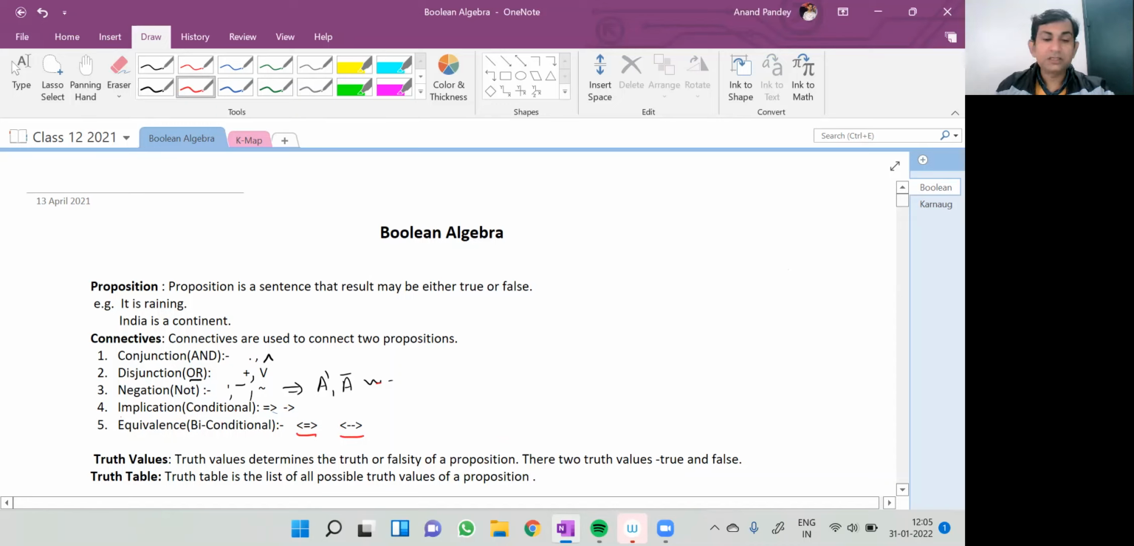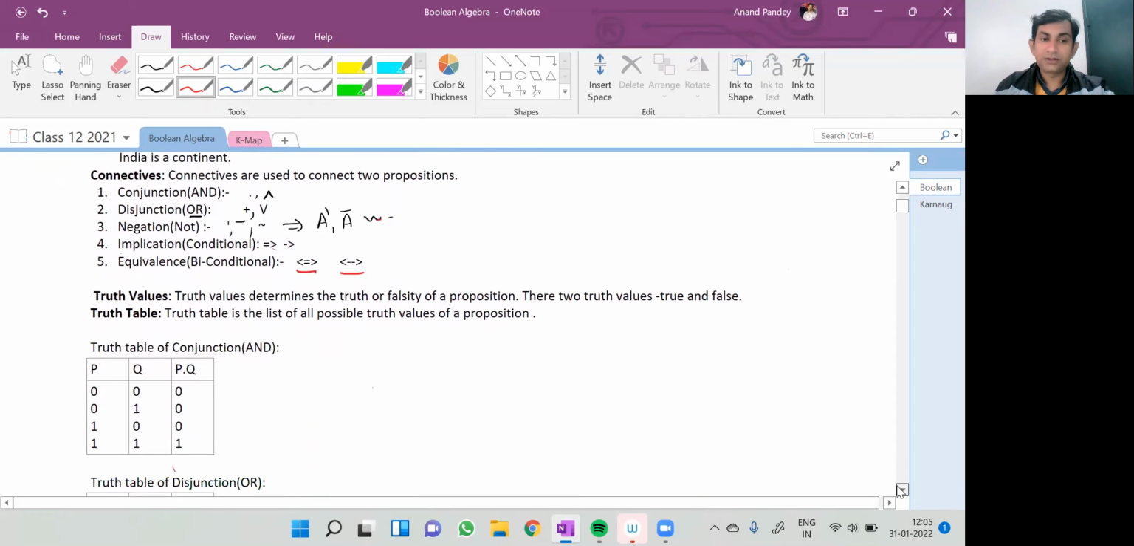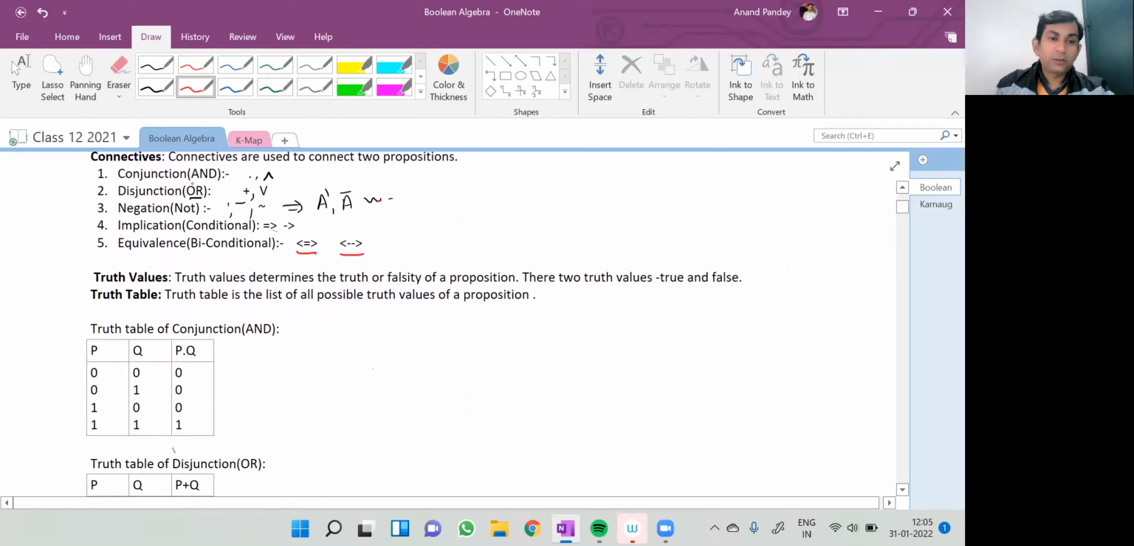So what you have to remember? You have to remember these connective symbols, which are used to connect more than one proposition. To perform AND operation, OR operation, NOT operation, this conditional proposition, and this biconditional proposition, these symbols are used. What I am teaching, I am introducing you to the symbols.